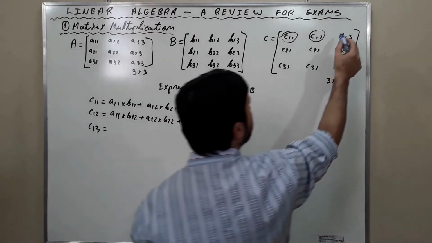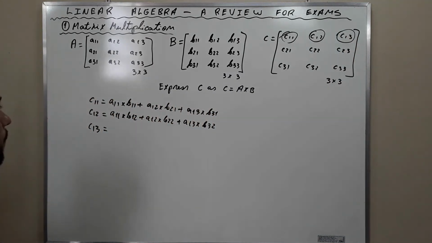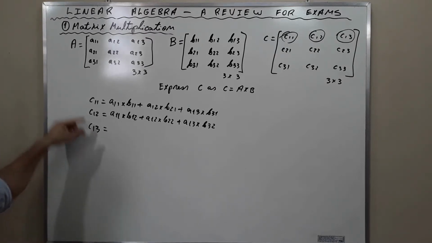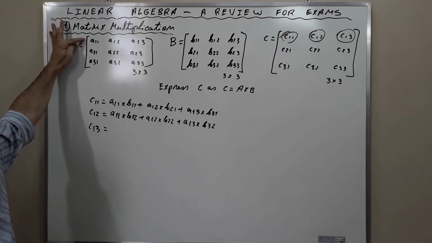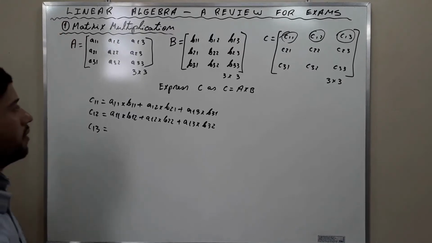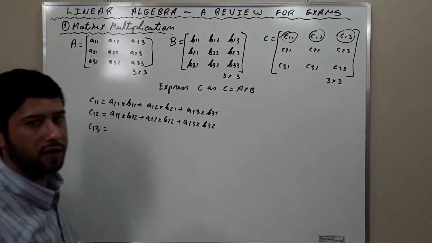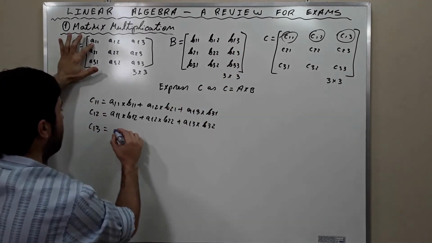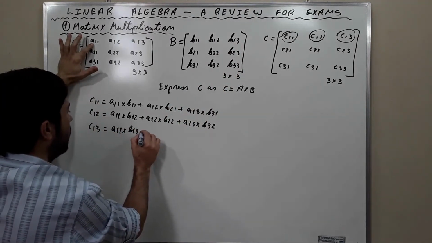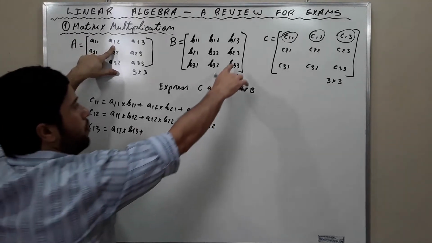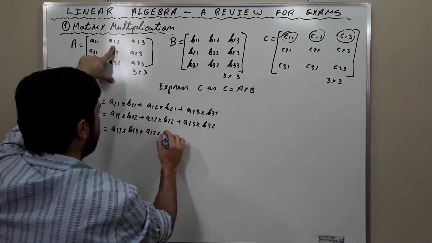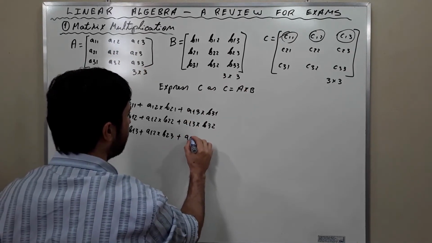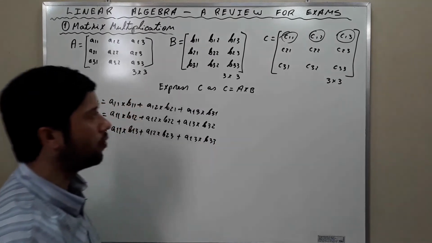C13 now. C13 is going to be obtained from the multiplication of the first row of the first matrix and the third column of the second matrix. A11 times B13 plus A12 times B23 plus A13 times B33. Okay?